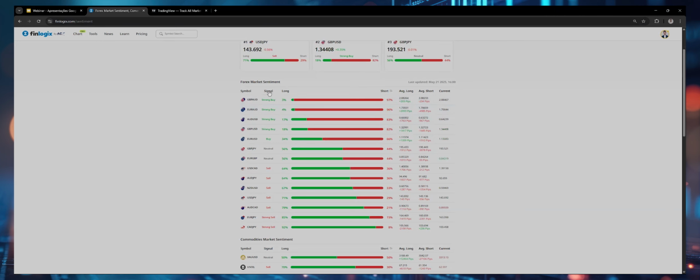Now, we have the signal and we have the symbol, of course. We have the percentage of people long and the percentage of people short. So you can just change it, like longs first and then shorts first. The average long price, average short, and then the current. Cool. So sometimes you're going to have neutral. Like here, we have 2, pound yen and euro pound, saying it's neutral. So basically telling me that there's no trade to be done here because it's close to 50%. So there's only a 6% edge on those two, respectively.